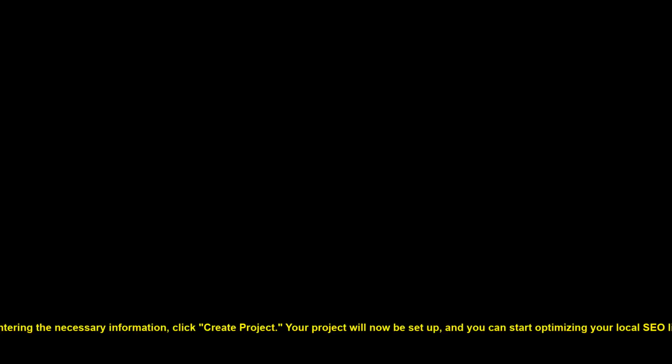If you haven't set up a project yet, click on the Create Project button. Fill in the required details about your business location. After entering the necessary information, click Create Project. Your project will now be set up, and you can start optimizing your listings. Explore the available tools and features related to local SEO. Ready to enhance your local presence using SEMrush.